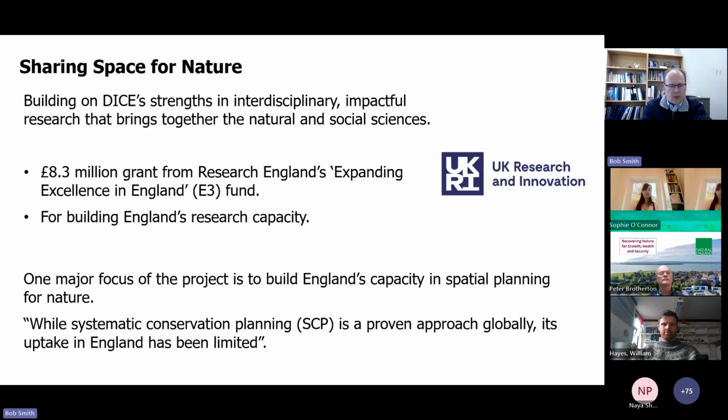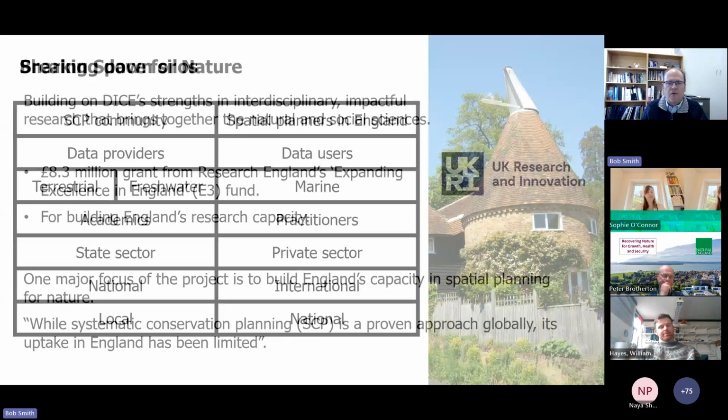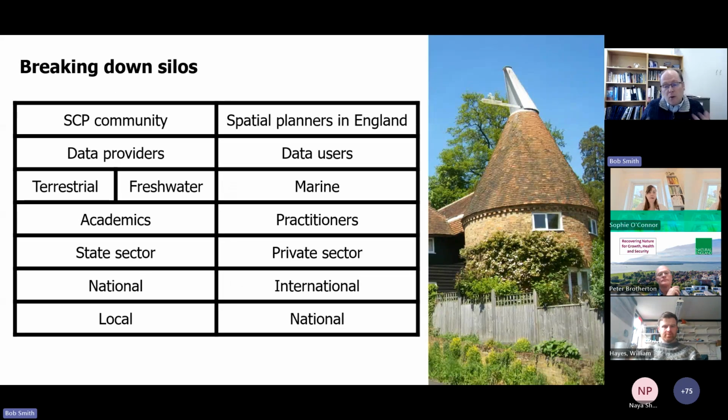Recently, DICE was awarded a large grant from Research England's Expanding Excellence in England, building on our strengths in this field to build England's capacity for research related to area-based conservation. The project's called Sharing Space for Nature. A key part of that was based around the idea that while systematic conservation planning is proven globally, its uptake in England until recently has been limited. So we felt it was really important to break down all the silos.